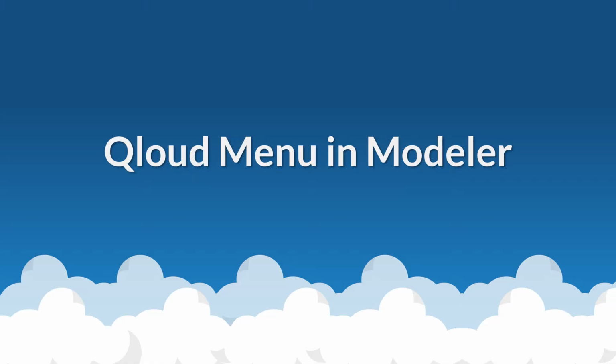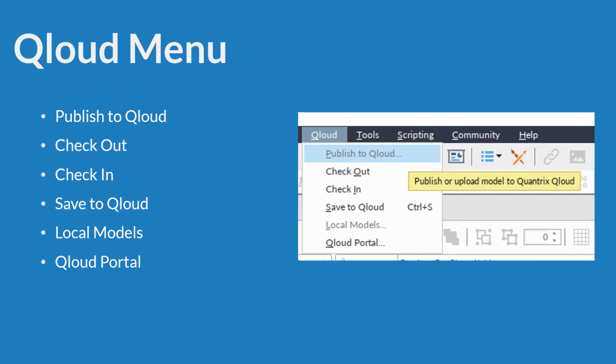Next, we'll look at the Qloud menu in Modeler. As we mentioned, after opening any model in Modeler, you can easily access Qloud from the menu at the top. Selecting Qloud expands the menu options. We'll cover each of these topics in the next few sections.